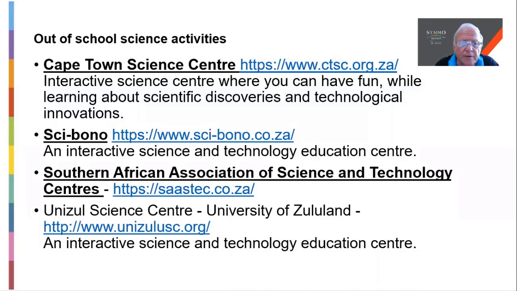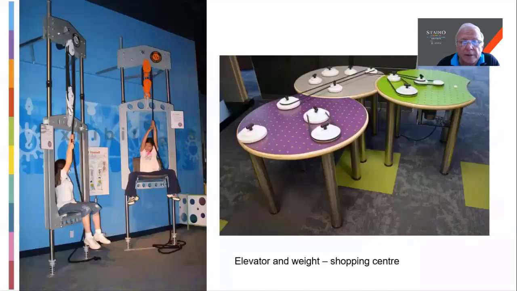It's really good. Sibona in Johannesburg, in the central part of Johannesburg, I've been there as well. Also lots of really good stuff. You don't want to take a whole class of 80 there, but you can maybe take your science club, etc. I'm not sure about this Unisol Science Centre. I haven't heard of it before. I just came across it when I was researching for this lecture. But it appears to be working very well.